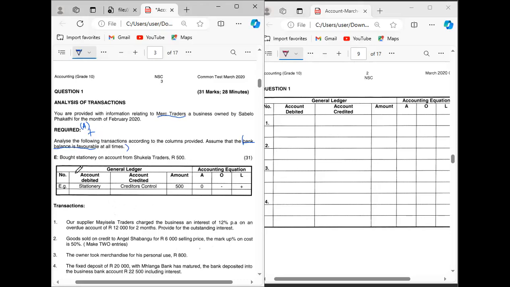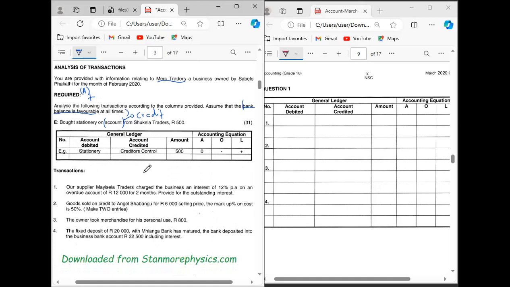So we have this example that was given to us, and we can quickly do it. It says: bought stationery on account from Shukela Traders, 500. Whenever they buy something on account, it means that they bought this thing on credit. So stationery was bought on credit.